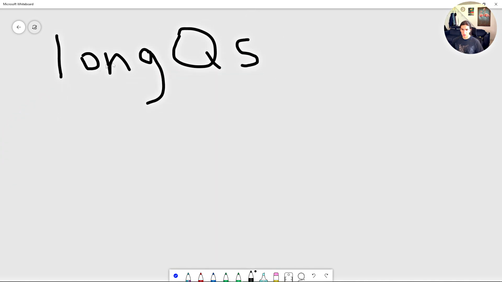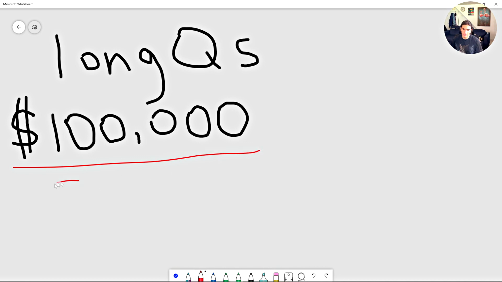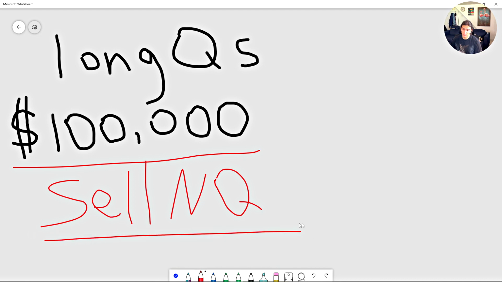So this investor's long position on the Qs, the value of this position is $100,000. They are long $100,000 worth of tech stocks. So one option our investor has here is he can go into the futures market and he can sell NQ or any futures contract that falls under the same correlation. This is where we have to get into understanding what is the value we are selling in these futures contracts.